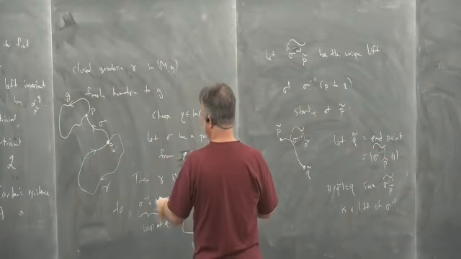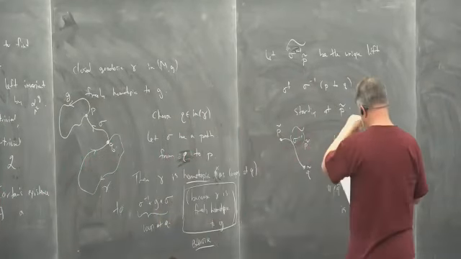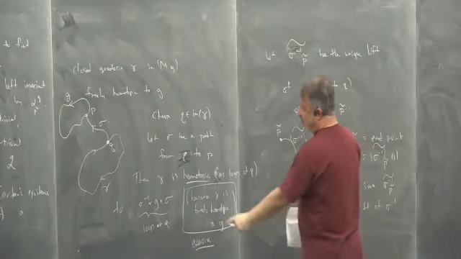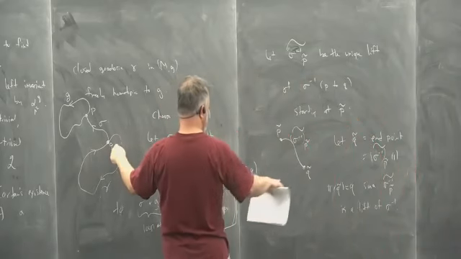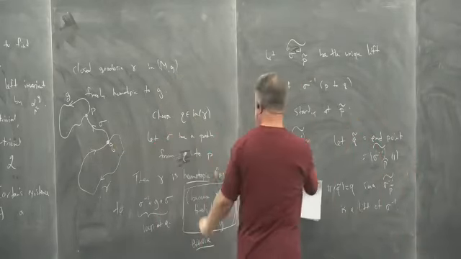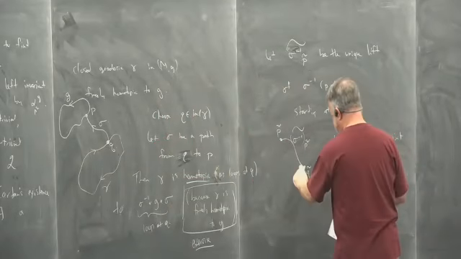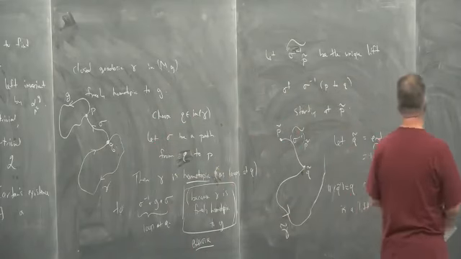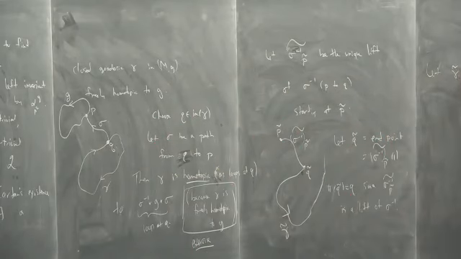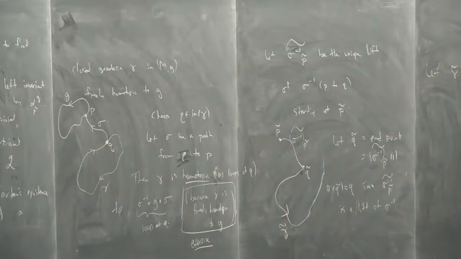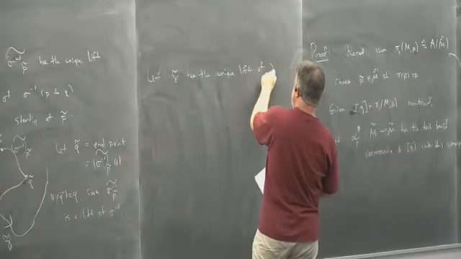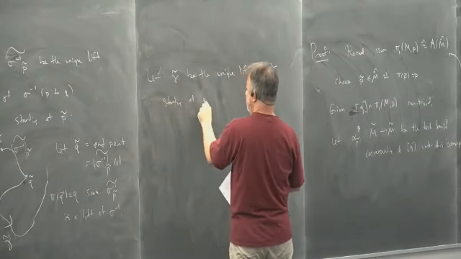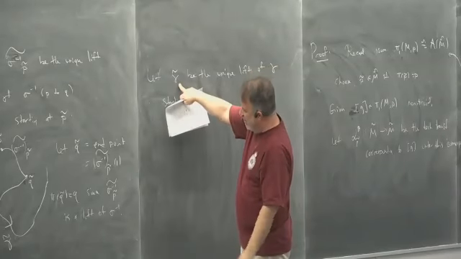So now I have this point here. I can now lift: gamma goes through Q, and Q tilde is a lift of Q. So I can now lift that path to a curve gamma tilde. Let gamma tilde be the unique lift of gamma starting at Q tilde.